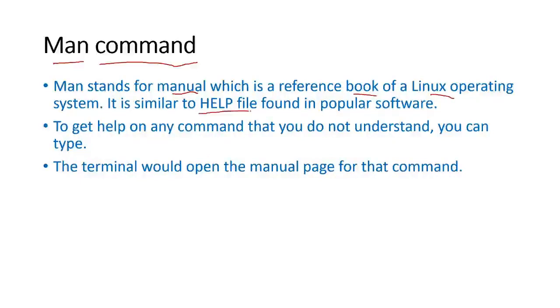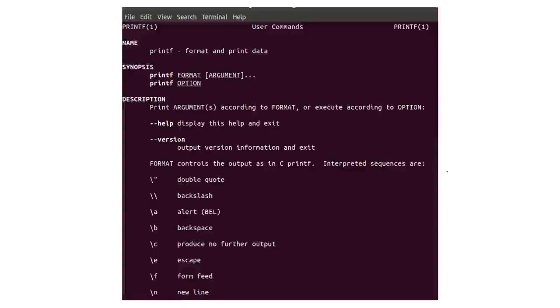It is similar to the help file found in popular software. To get help on any command that you do not understand, you can type man and the command. The terminal would then open the manual page for that command. So, an example of this man command you can see. When you type the man command on the terminal, it will show the information. Suppose you type man printf, then it will give all the details about the printf command.